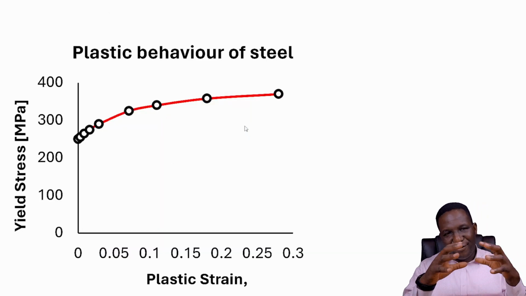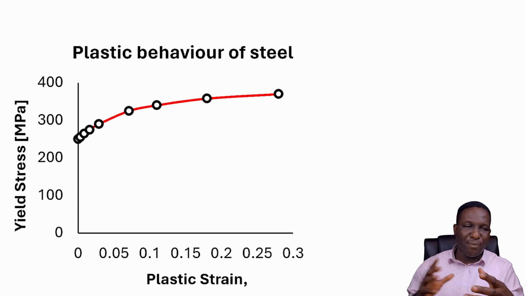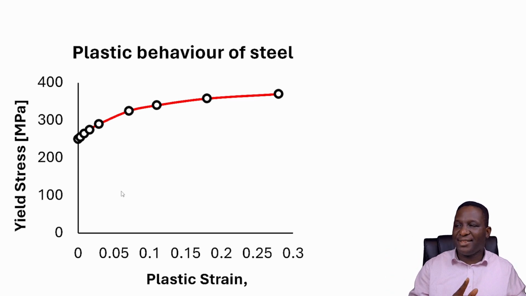If we look more closely at the material that we are testing and put some numbers in, we get that same behavior, except that in this instance we are plotting the yield stress, or the stress from yield upwards up to the ultimate tensile stress, against the plastic strain.